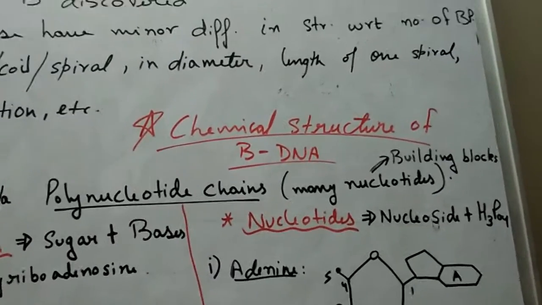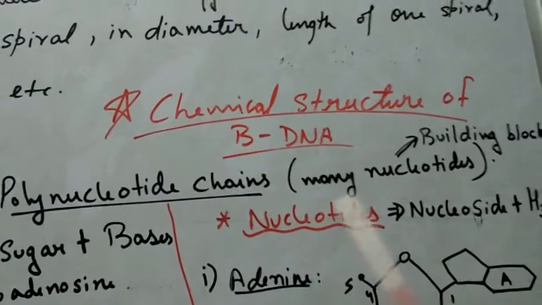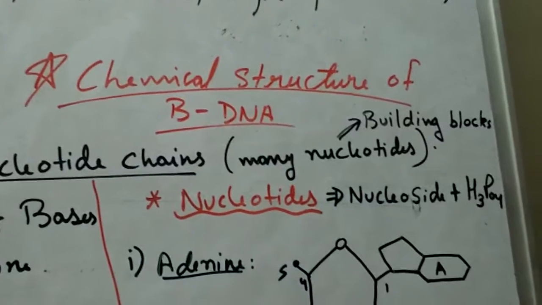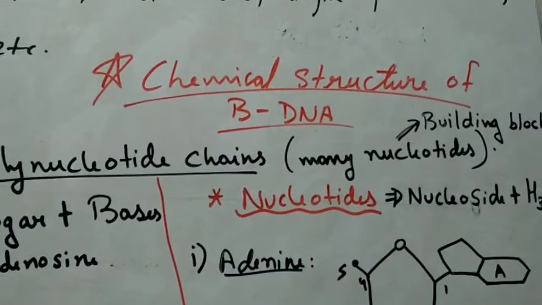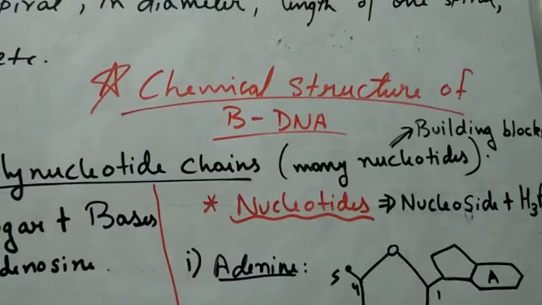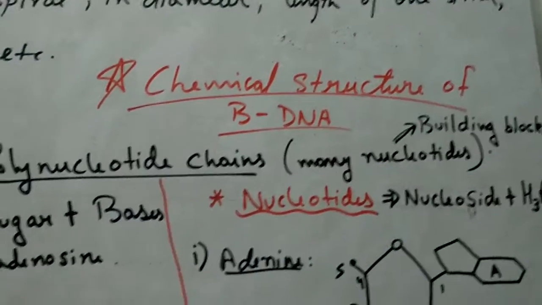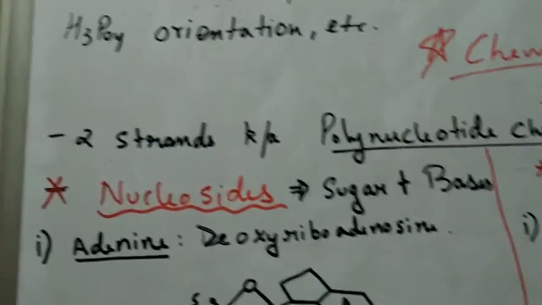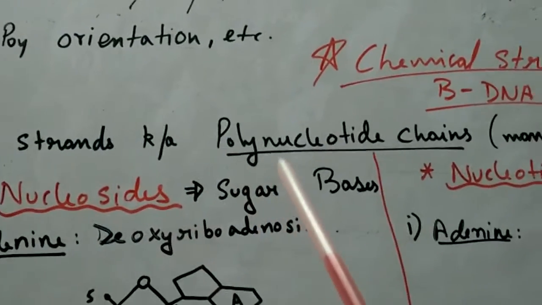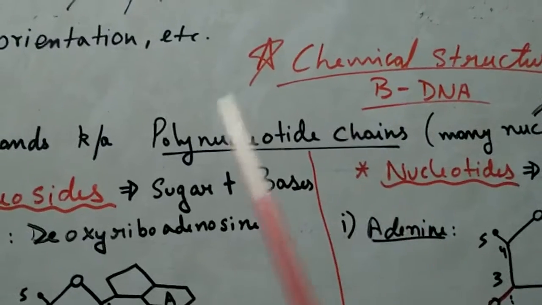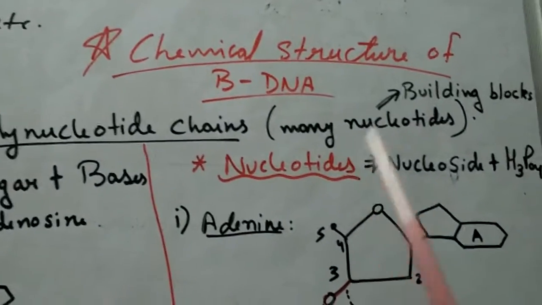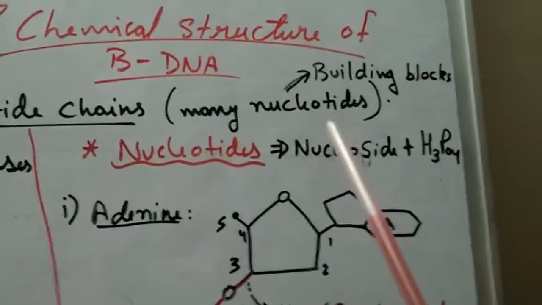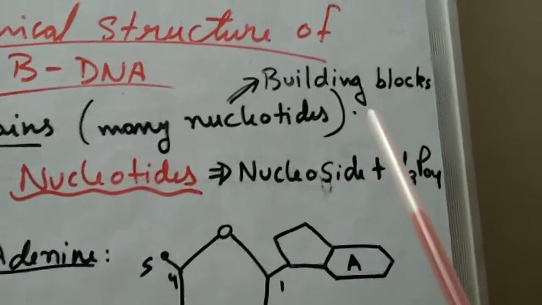So here is the chemical structure of B-DNA. As I have already told you, B-DNA is the most important type of DNA, found in every animal, plant and human being. So we're going to study this in detail. There are two strands known as polynucleotide chains. Why polynucleotide? Because many nucleotides form a polynucleotide chain, and these nucleotides form the building blocks.